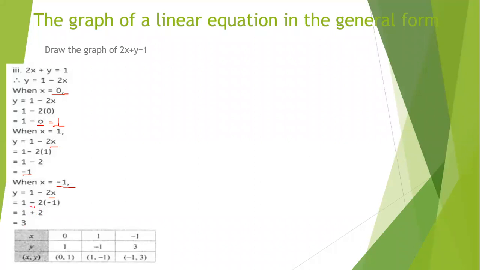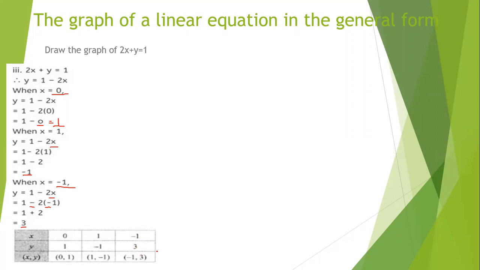So you have to keep in mind this sign. It will get converted into plus. So 1 plus 2 is 3. So when we have assumed the value of x as minus 1, the corresponding value of y will be 3, right? So this value I have written over here, minus 1 and 3, and then both together, minus 1 comma 3. So this table is now ready.